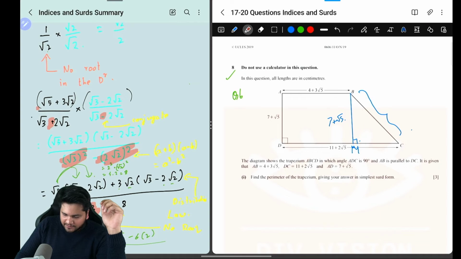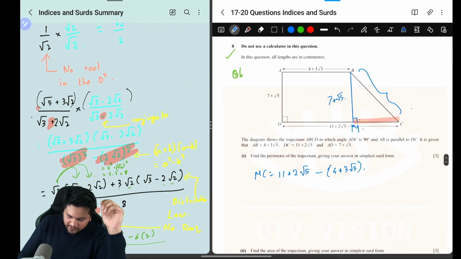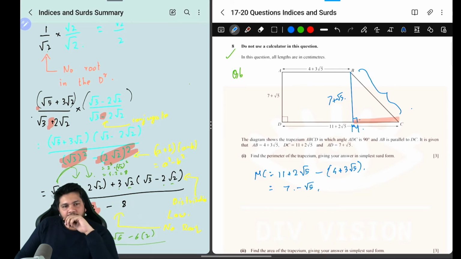So in short, this MC is going to be how much? MC is going to be 11 plus 2 root 5, the complete DC length, minus, in brackets, 4 plus 3 root 5. Always use brackets. So we'll get 11 minus 4, which is 7, and 2 root 5 minus 3 root 5 is minus root 5. So this is what I'll get.